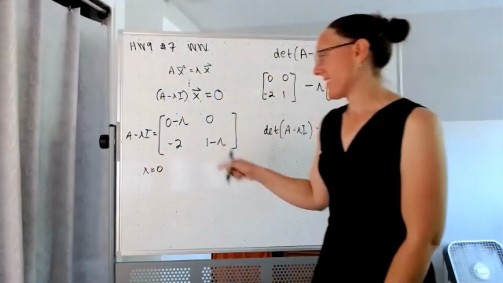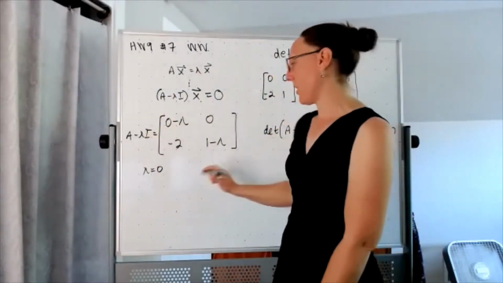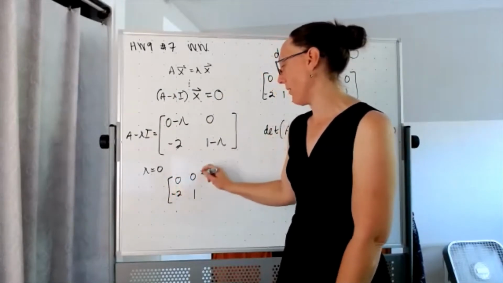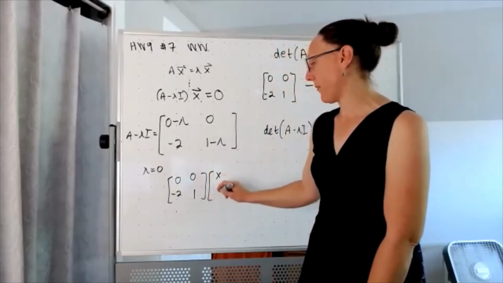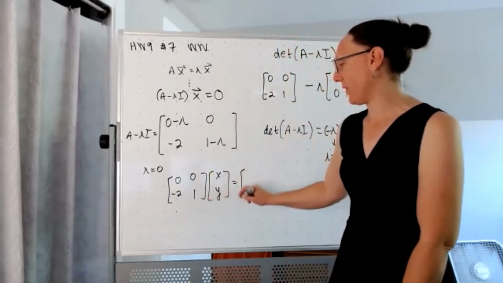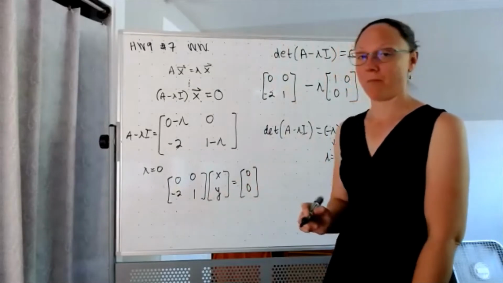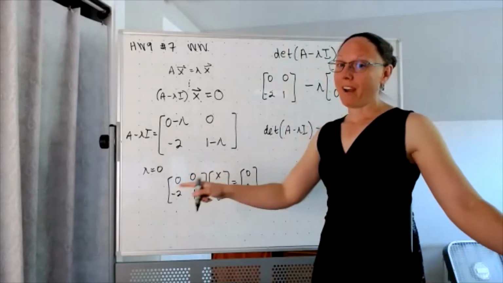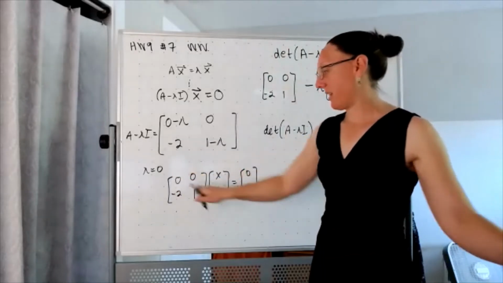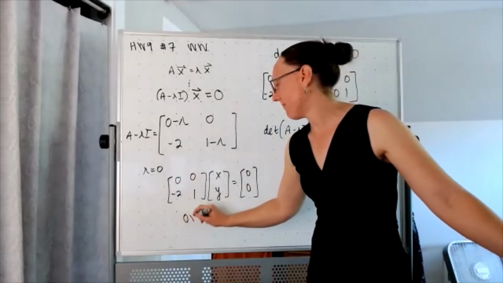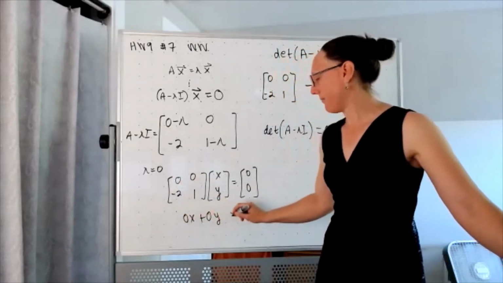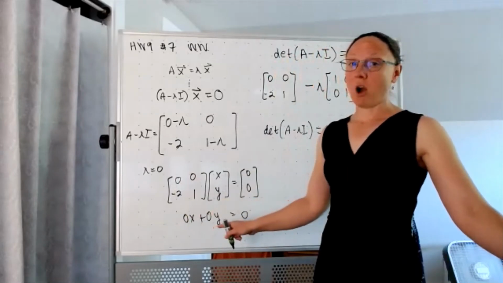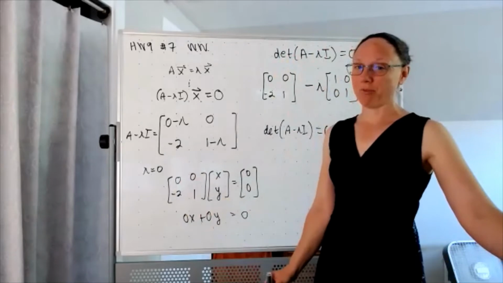So with lambda equal to 0, our A minus lambda I matrix becomes 0, 0, -2, 1. And we're multiplying that by some generic xy vector, and we need to get 0, 0. Now, when I said something weird happens, when I multiply out the left-hand side, I'll have 0 times x plus 0 times y is equal to 0. Well, that's always true. So it just wasn't helpful.